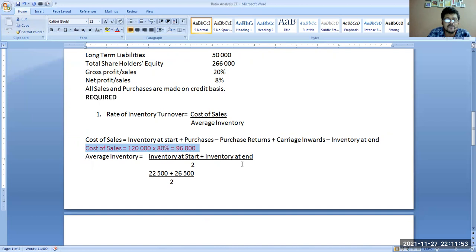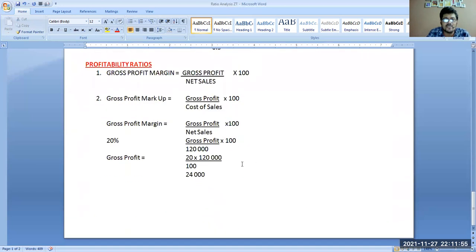We have already calculated it. Now to calculate gross profit markup in this question, we are not given markup, but we are given margin, and we can calculate markup. So how to calculate markup? Very easy. It is equal to gross profit, which is 24,000, divided by cost of sales. Cost of sales is how much? 96,000. And multiply by 100.